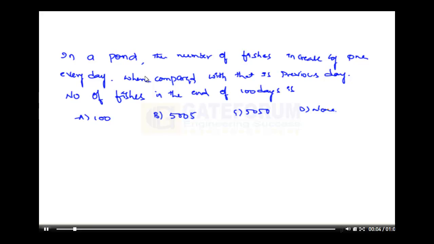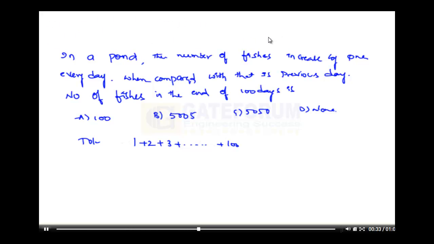Fishes increase by 1 every day when compared with the previous day. Now we require the number of fishes at the end of 100 days. On the first day the fish will be only 1. On the second day another one is going to be added, so 2. Like this, every day it is going to be increased by 1. So at the end, it is going to be 100 fishes.